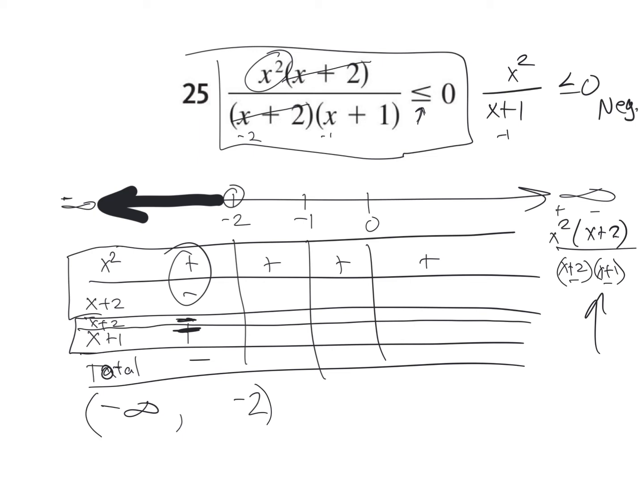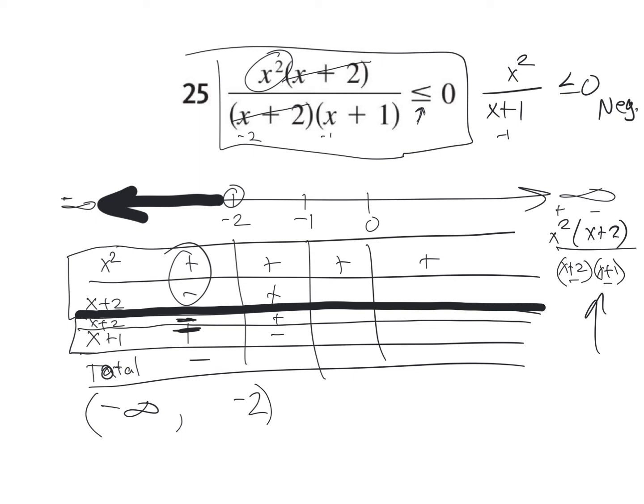Now check between negative 2 and negative 1. Guess what? You're going to have to check a fraction. How about negative 1.5? Squared is positive. Negative 1.5 plus 2, I just want to know positives and negatives. That's a positive. Negative 1.5 plus 1 is negative. I'm going to make a little darker line between top and bottom. Make it a little bit easier here for us.